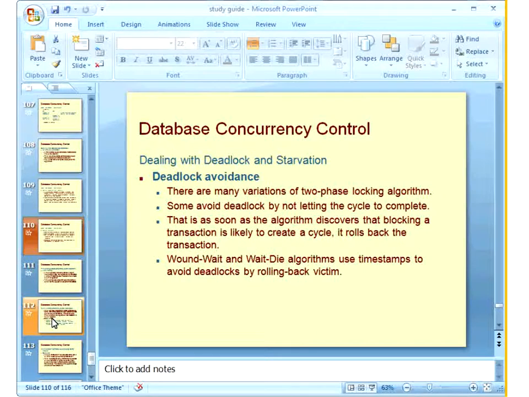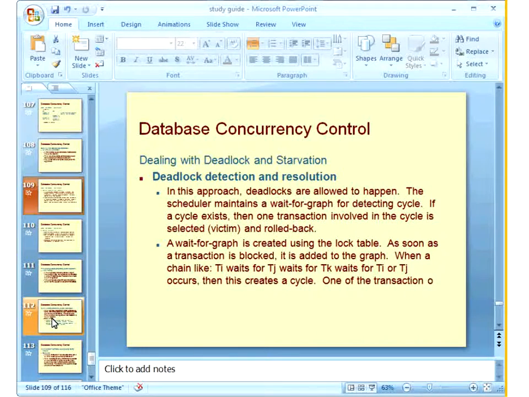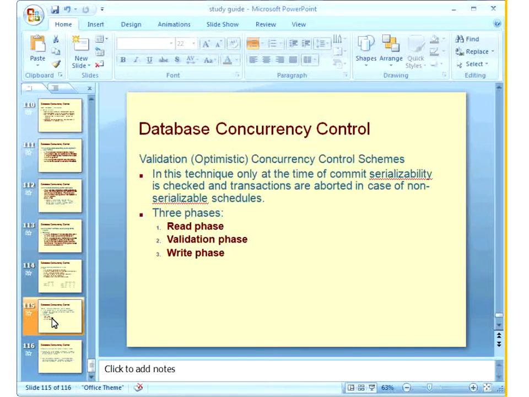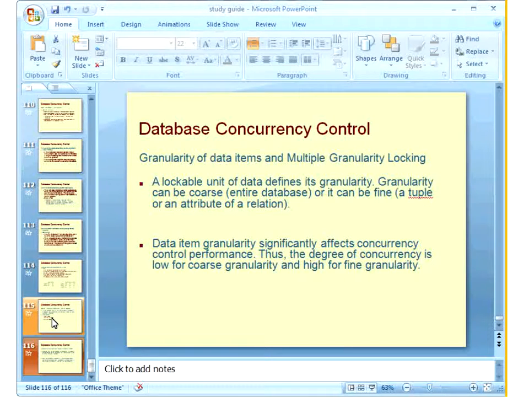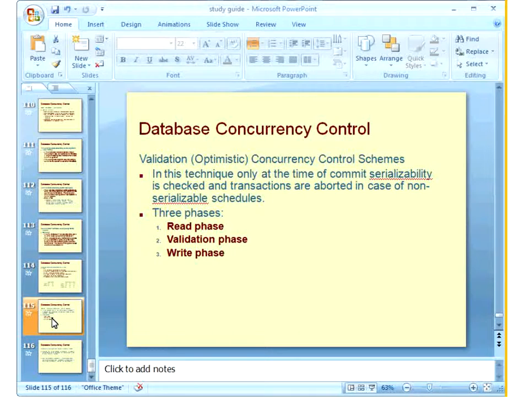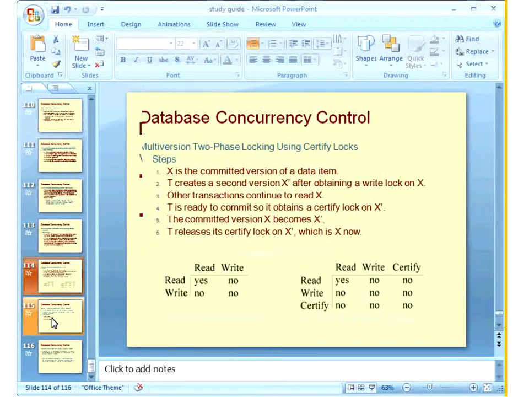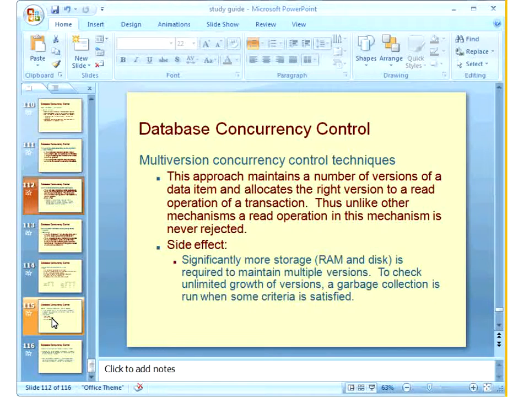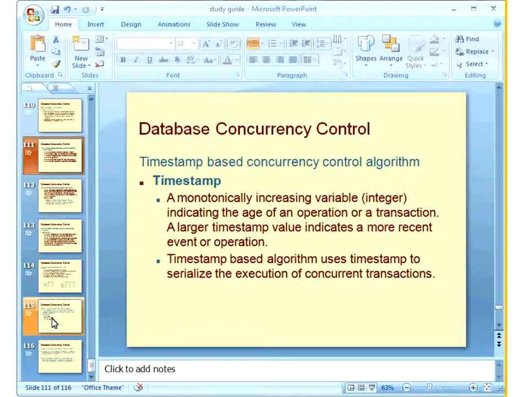Okay, I understand chapter 22 except for one part. Would you please open the last slide? Which one? The certify lock, the last two slides. Yeah, this one. What's certify lock here? What's the difference between certify lock and read and write locks?